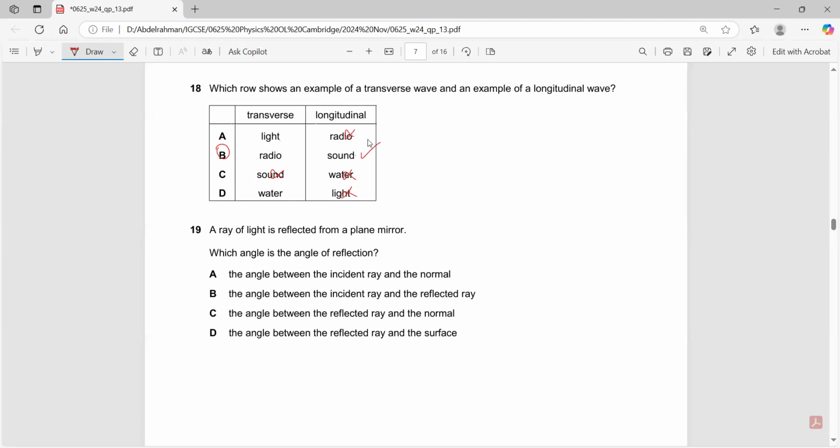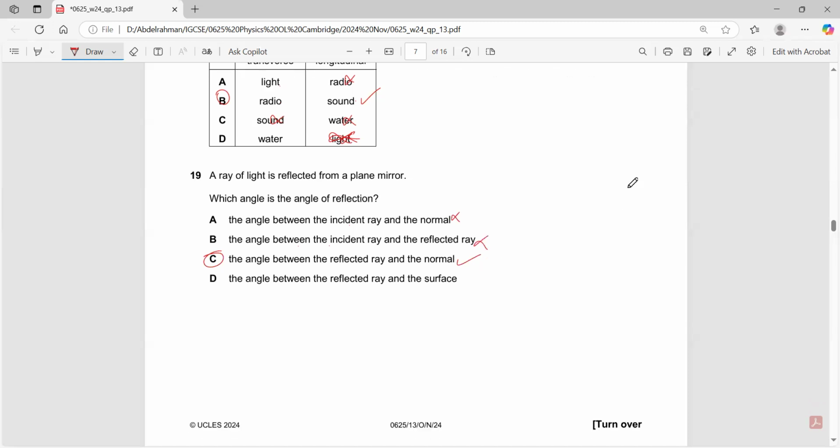A ray of light is reflected from a plane mirror. Which angle is the angle of reflection? Is it between the incident ray and the normal? Light is not longitudinal, this is wrong. The angle between the incident ray and the normal is the angle of incidence. The angle between the incident and the reflected ray, nope. Between the reflected ray and the normal, yes. That is the angle of reflection.